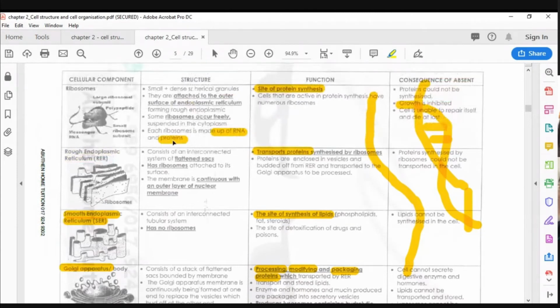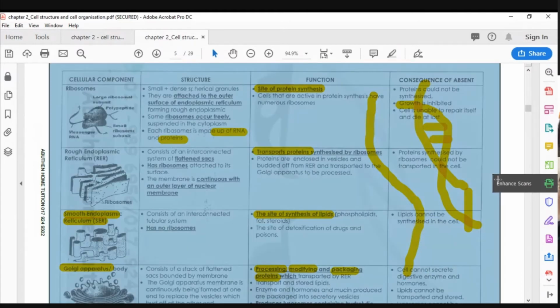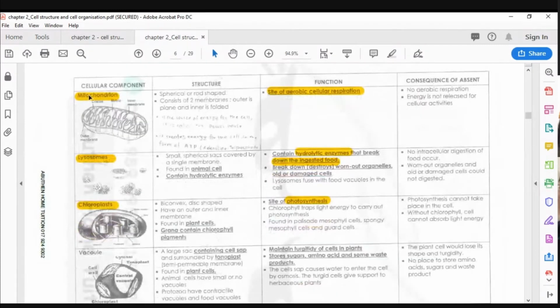This ribosome is made up of RNA and proteins. This one also remember, okay? What is RNA? Single-stranded. What is DNA? Double-stranded. Okay, we go back to here. Mitochondrion, aerobic cellular respiration, and it releases ATP, which is energy. Lysosome contains hydrolytic enzymes. Chloroplast, site of photosynthesis. Chloroplast is only found in plant cells.